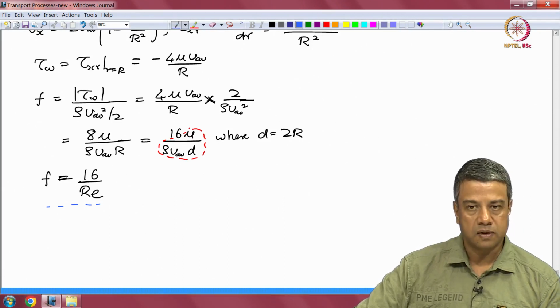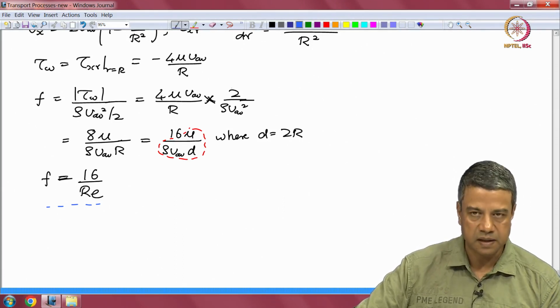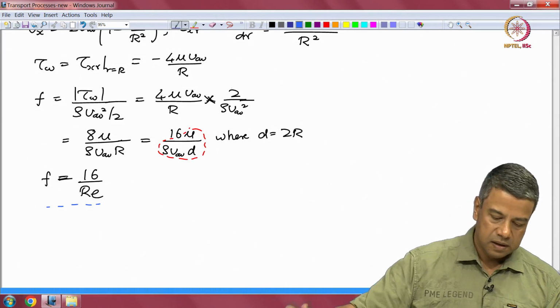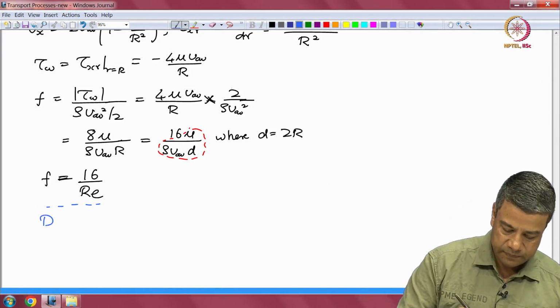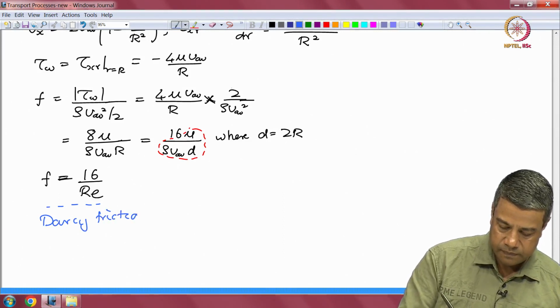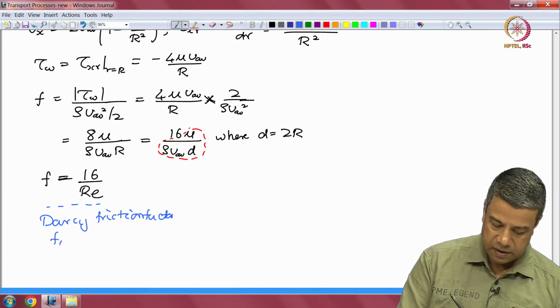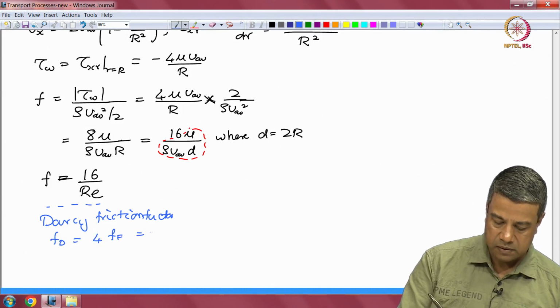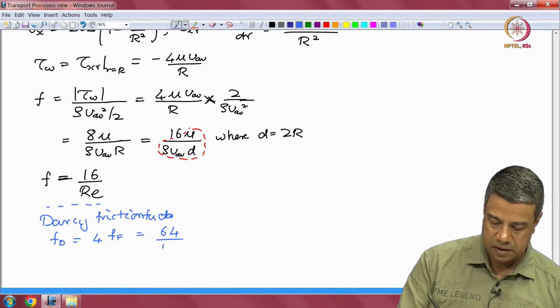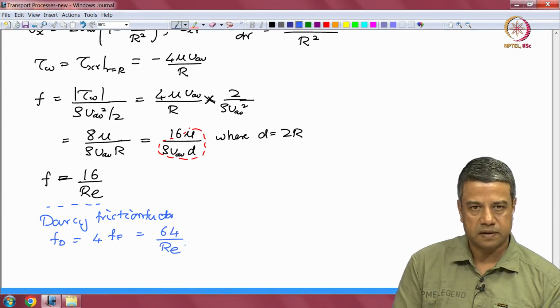And I should also note that this friction factor is the Fanning friction factor. The Darcy friction factor Fd is equal to 4 times the Fanning friction factor, and the correlation for that will be 64 by Re for the Darcy friction factor.